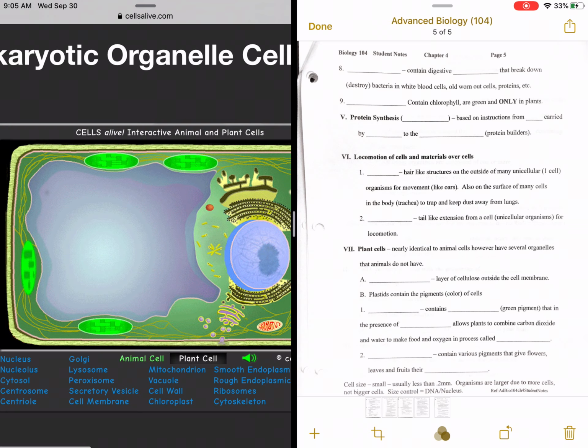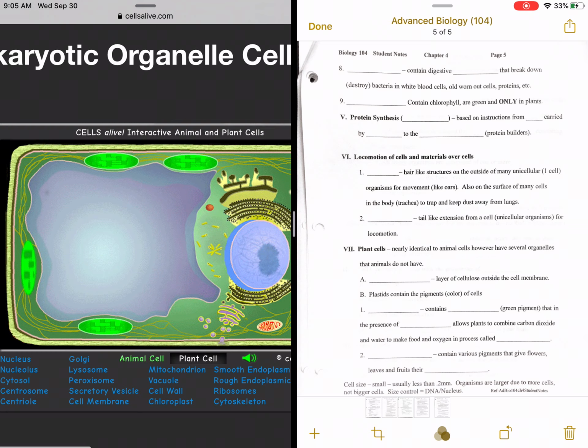So plant cells are nearly identical to animal cells. However, there are several organelles that plant cells have that animal cells do not have. They have the cell wall. In plant cells, it's made of cellulose, and it's outside the cell membrane. Fungi cells have a cell wall, but it's made of chitin, a different material. So even those are slightly different than animal cells.